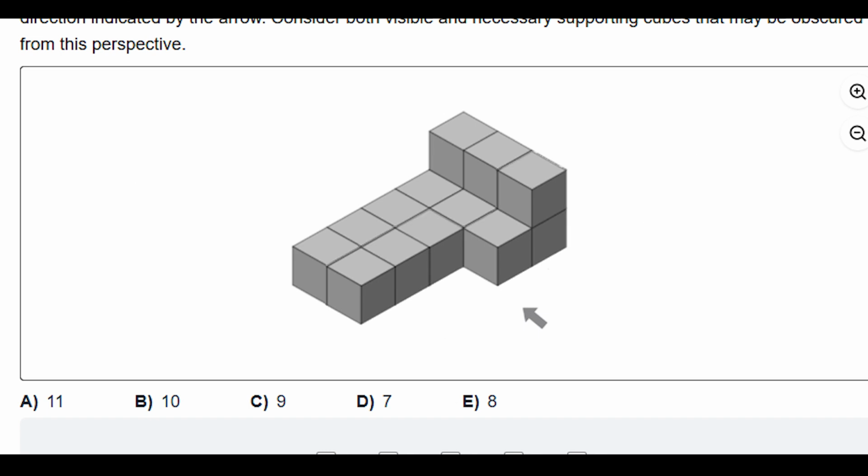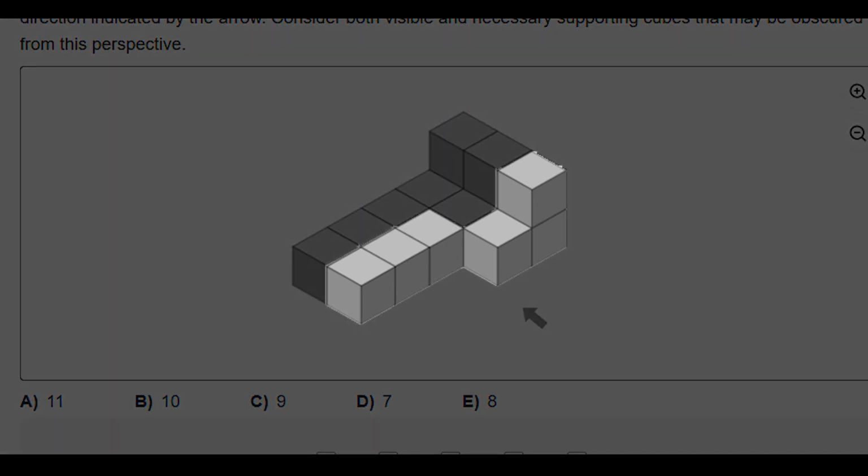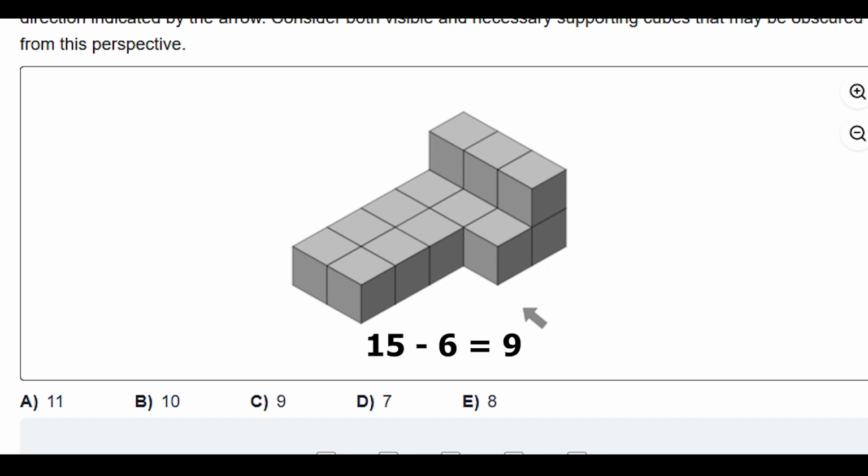When viewed from the direction of the arrow, only 6 cubes are visible. Therefore, 15 minus 6, that is 9 cubes, are hidden. Hence, the correct answer is option C, that is 9. Let's try the next one.